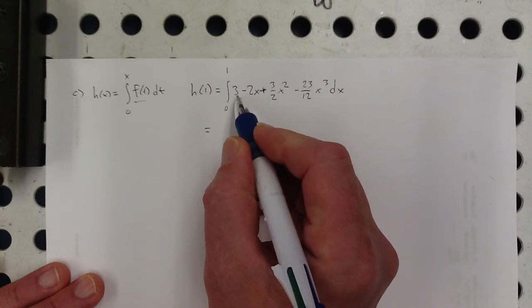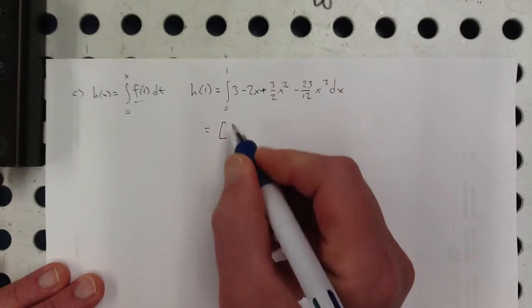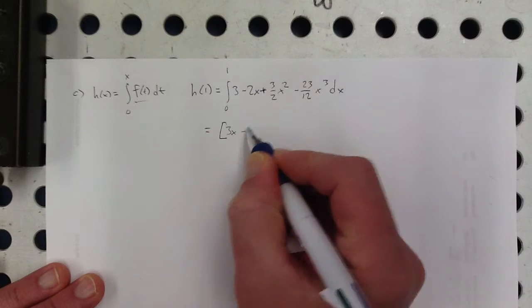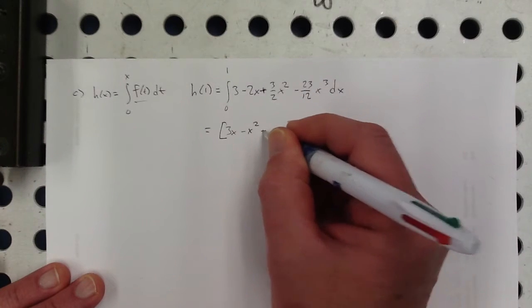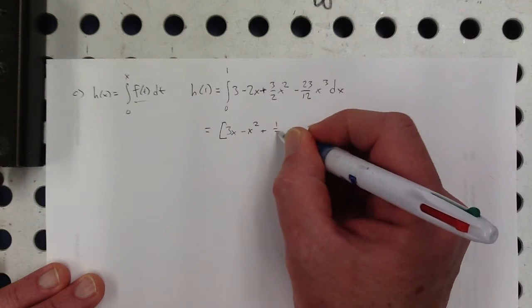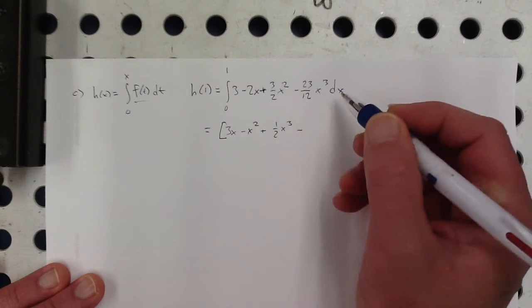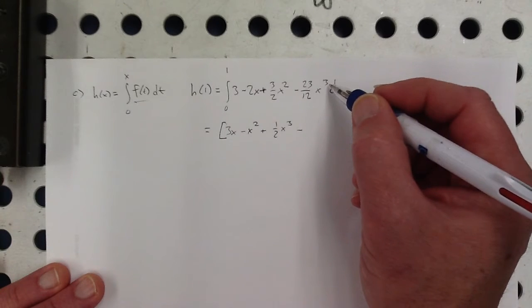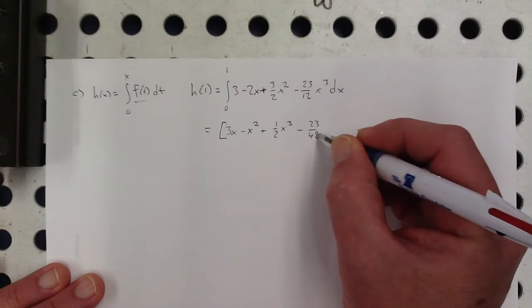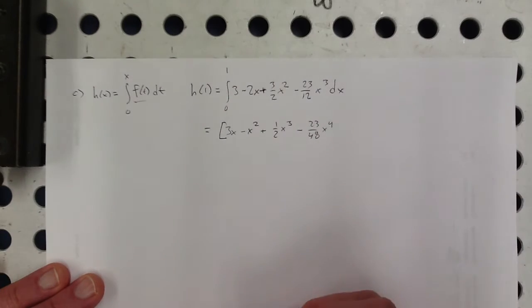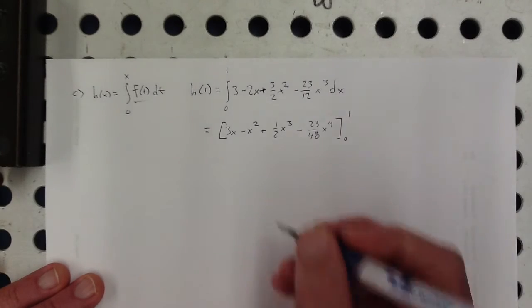that's equal to, this is a pretty easy power rule antiderivative, right? So that'd be 3x minus x squared plus 1/2 x to the third minus 23 over 48 x to the fourth. Yuck. I think that's right. 0 to 1.